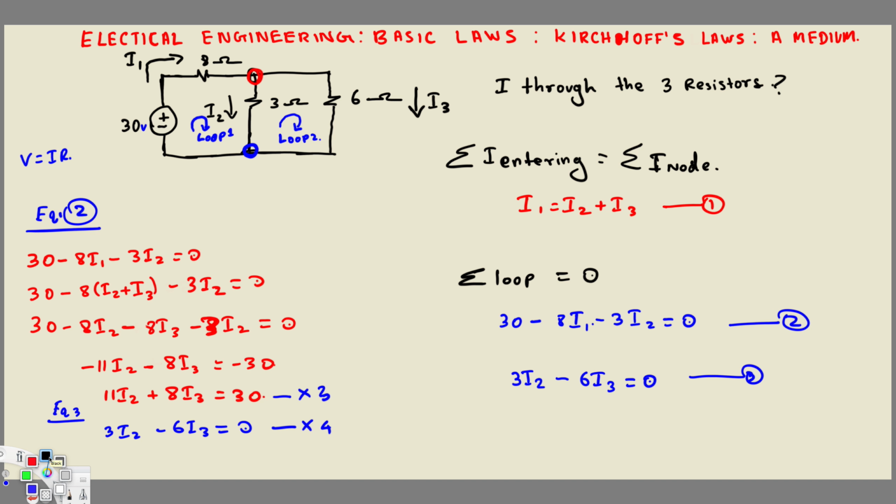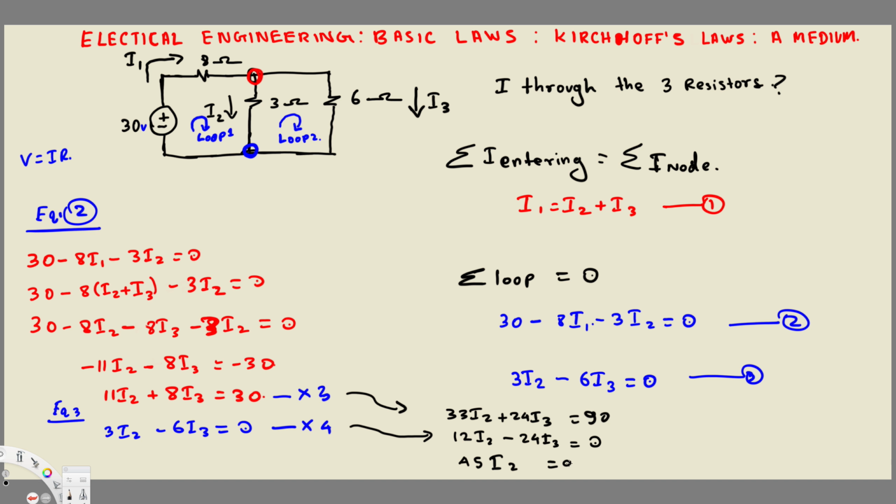So here I'm going to continue right here. If I multiply this one by 3, this is going to be 33 I2 plus 24 I3 equal to 90. And then if I multiply this one by 4, this is going to give us 12 I2 minus 24 I3 is equal to 0. So from this one we can get rid of the I3. This is going to give us 45 I2 is equal to 90. Therefore I2 is going to be equal to 2 ampere, right? So we found out I2.